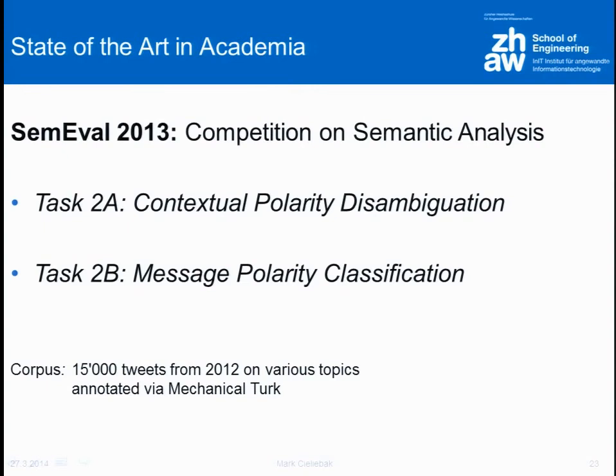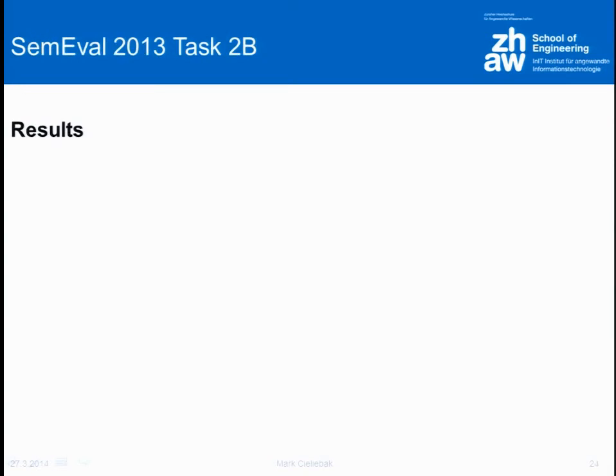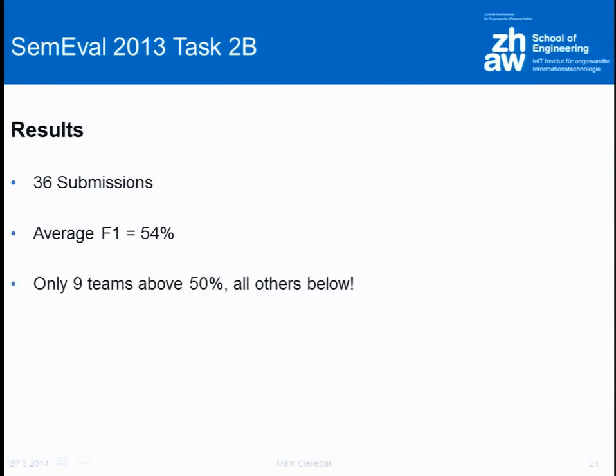Last year's competition, here are the results. 36 teams submitted, and the average F1 score, which is basically, you can say it's accuracy, so which is correct or not, is 54%. Okay, but maybe there are a lot of teams which score very badly, so hopefully. Only 9 teams above 50%. And the best team was 69%. Best academic team in the world which participated in analyzing tweets.